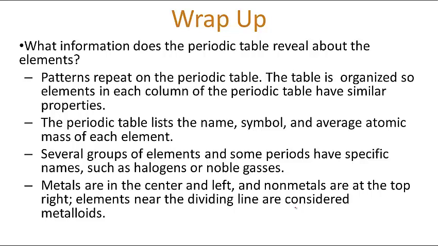Several groups of elements and some periods have specific names. We didn't really talk about the halogens. The halogens are the group right before the noble gases. I'm most concerned with you knowing the noble gases. Metals are in the center and left. Nonmetals are at the top right. The dividing line are considered the metalloids.